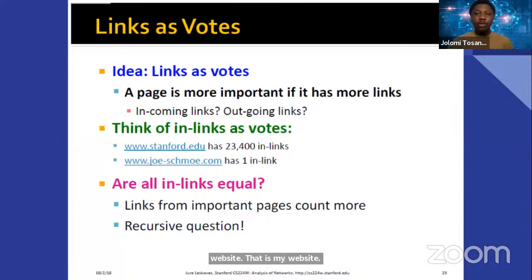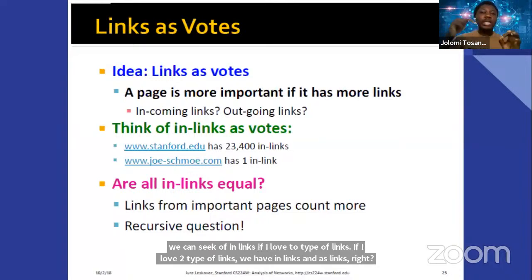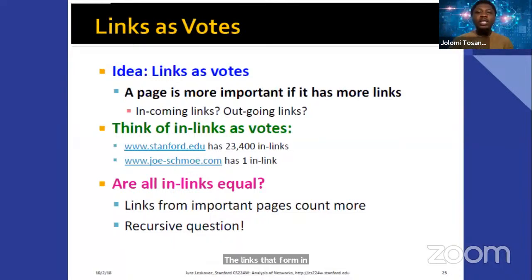In fact, we have two types of links. We have in links and out links, right? The links that take you from a node are the out links. The links that take you into a node are the in links, right? So we can think of in links as votes. If a website has many in links, it's as though many other websites are voting that it is an important website, right?